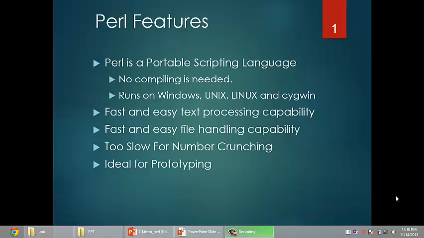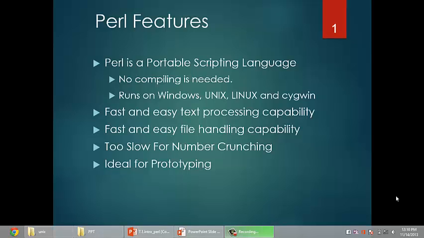Perl features. Perl is a family of high-level general-purpose dynamic programming languages. It is a multi-paradigm language. Perl is a portable scripting language, which means compilation is not needed, and it runs on various platforms such as Windows, Unix, Linux and such.